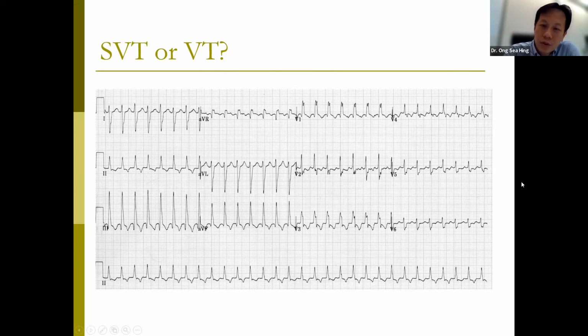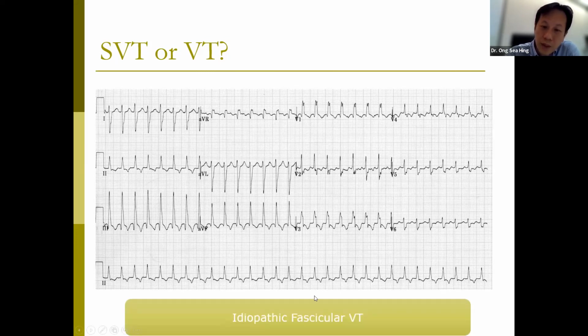Okay. So this kind of patient frequently comes to A&E. They're quite stable. And then the doctor in A&E will think that this is SVT and they will give adenosine, and then nothing happens. Okay. When they give verapamil, the patient converts. So the question is, is this really SVT? It's not actually SVT.